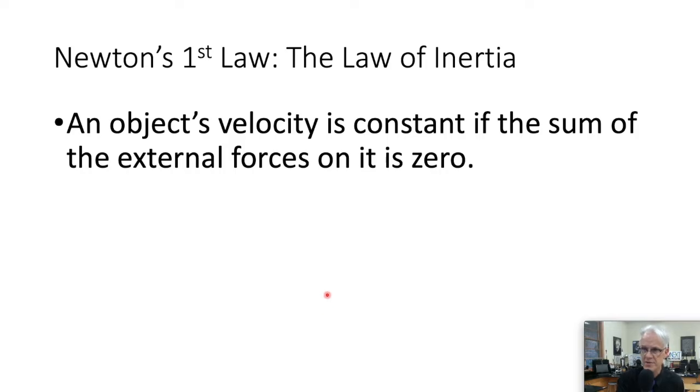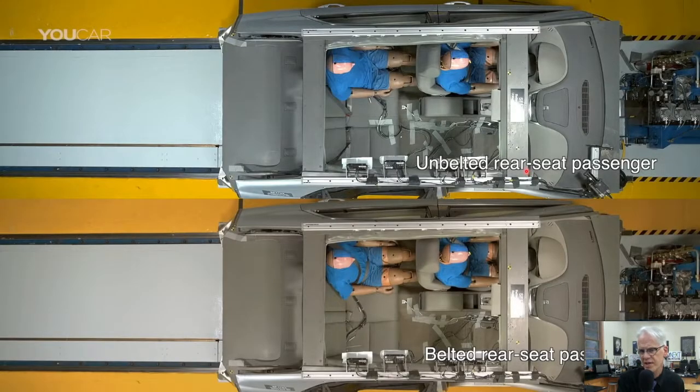Another way of saying Newton's first law of motion, or the law of inertia, is to say that an object's velocity is constant if the sum of the external forces is zero. Let's go back to our crash test dummies for an example of an object at rest that tends to stay at rest. Depending on the point of reference, this can also be an object in motion that tends to stay in motion. From the outside, the unbelted rear passenger is an object at rest tending to stay at rest.